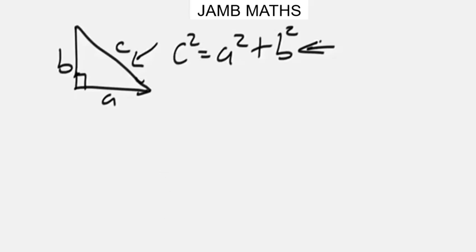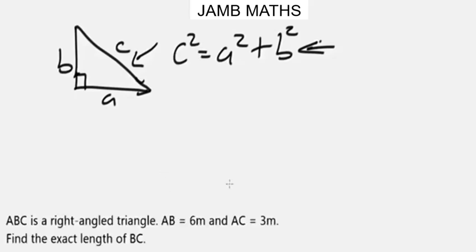Let me get this question. So let's look at this question. It says ABC is a right angle triangle. AB is 6 meters and AC is 3 meters. Find the exact length of BC.